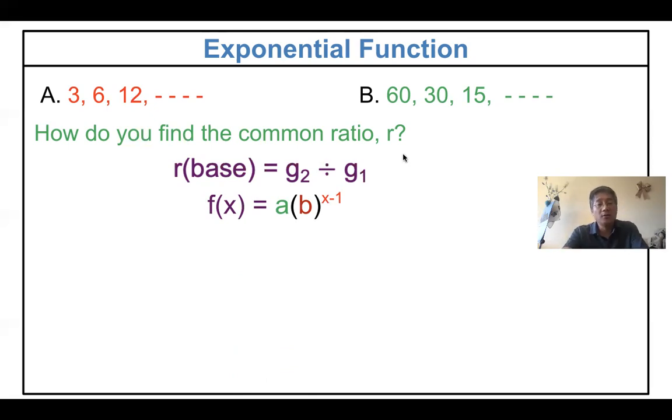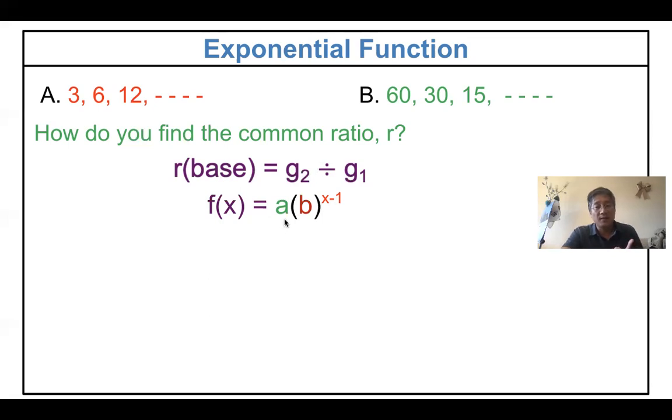And then how does the function look? Your explicit formula looks like this: f of x equals, y equals a times b to the x minus 1 power. Oh, there's x minus 1, not x. So you should be careful with this, all right?